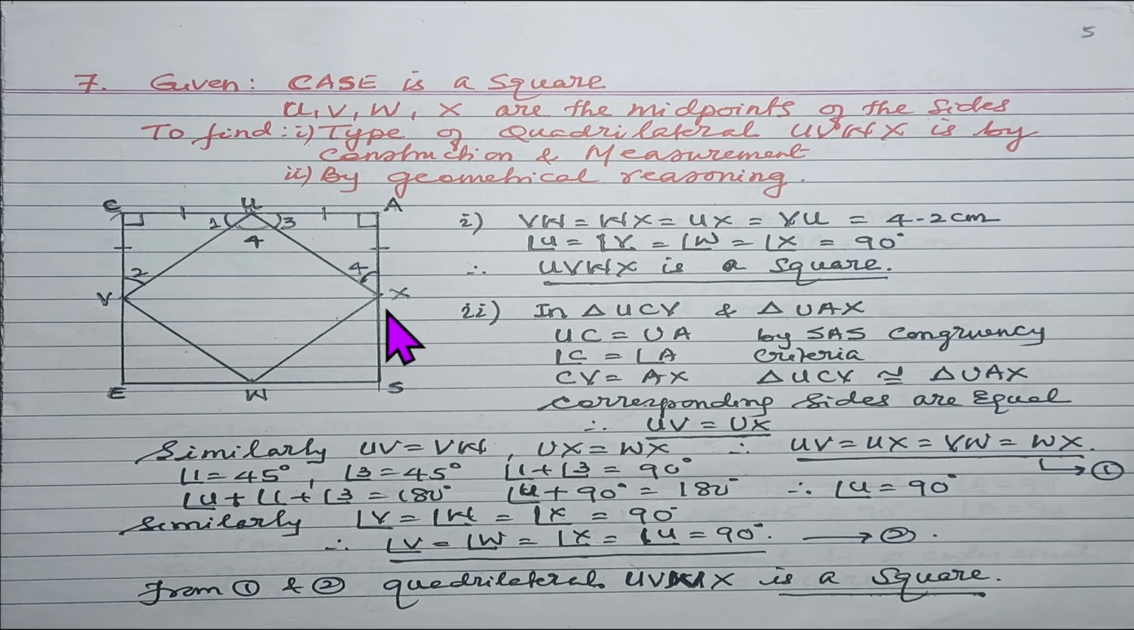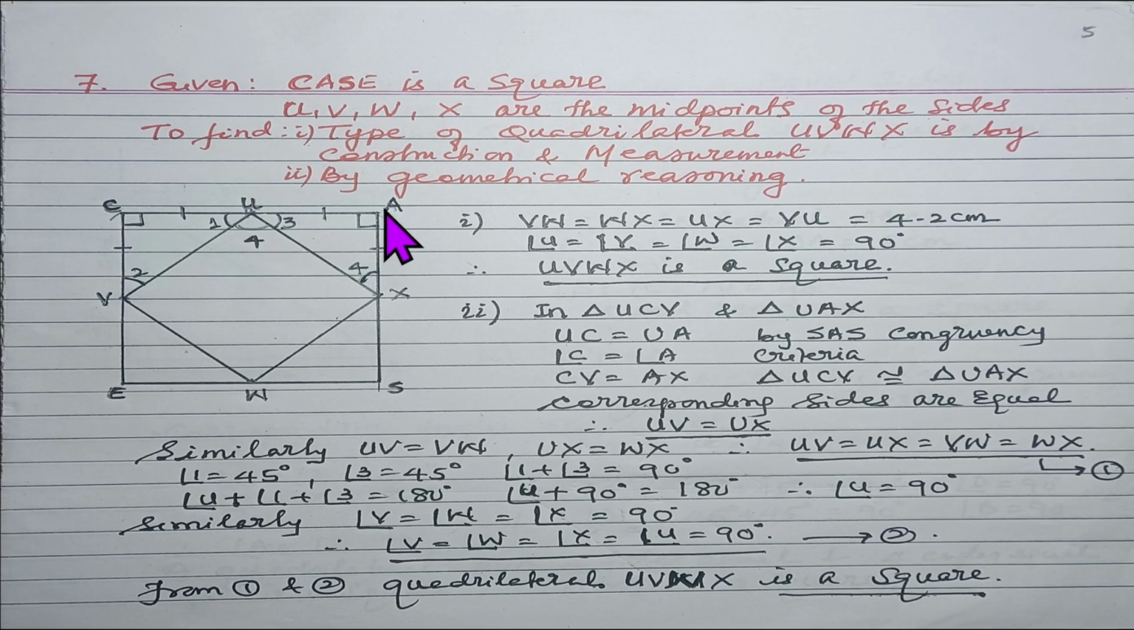Now by logical method, in triangle UCV, if you take this triangle UCV and UAX, I am comparing these two triangles here. Now this angle C is 90, angle A is 90, and UC and VC are equal sides, therefore angle 1 is equal to angle 2. Same way UA and AX are equal, therefore angle 3 is equal to angle 4. Now this is 90 degrees, that is angle C is 90, angle 1 is equal to angle 2, and the angles are 45 and 45 degrees. Therefore angle 1 is 45 and angle 2 is also 45. Same way here, angle A is 90, angle 3 and 4 are equal because they are angles opposite equal sides, therefore angle 3 is 45 and angle 4 is 45.